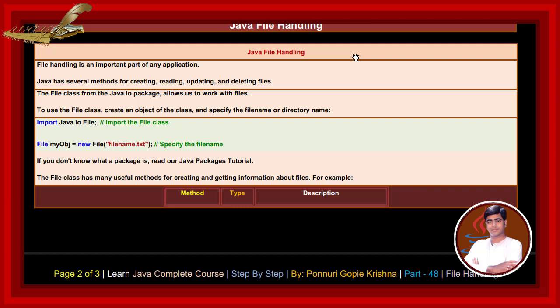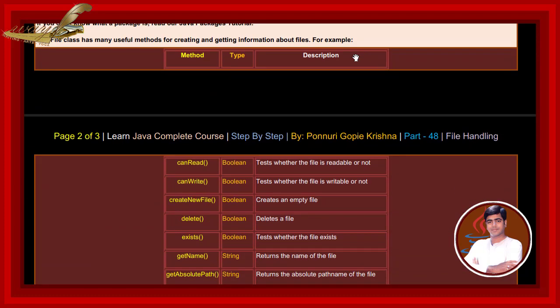The File class has many useful methods for creating and getting information about files. For example, see here: method, type, description. canRead, Boolean, tests whether the file is readable or not. canWrite method, Boolean, tests whether the file is writable or not. createNewFile method, Boolean, creates an empty file. delete method, Boolean, deletes a file. exists method, Boolean, tests whether the file exists.